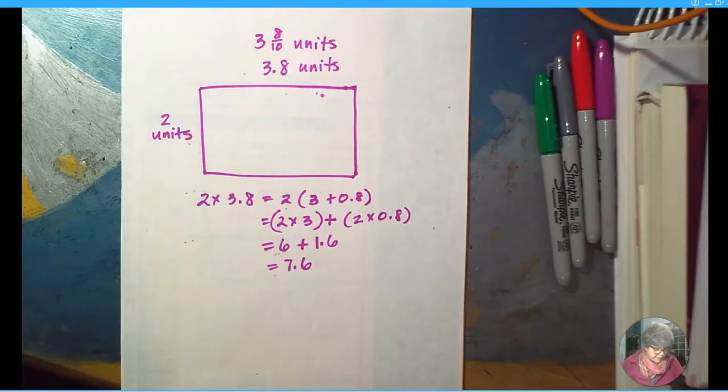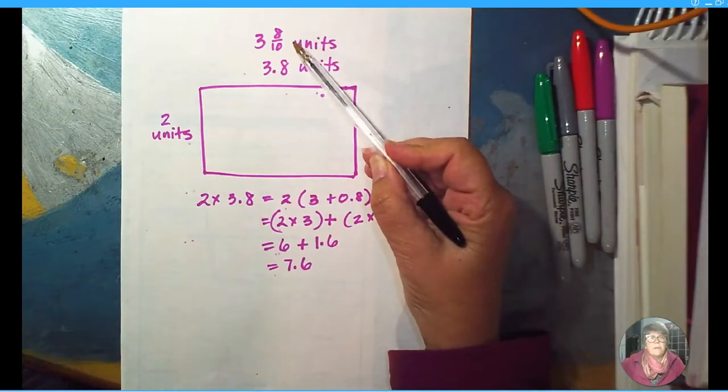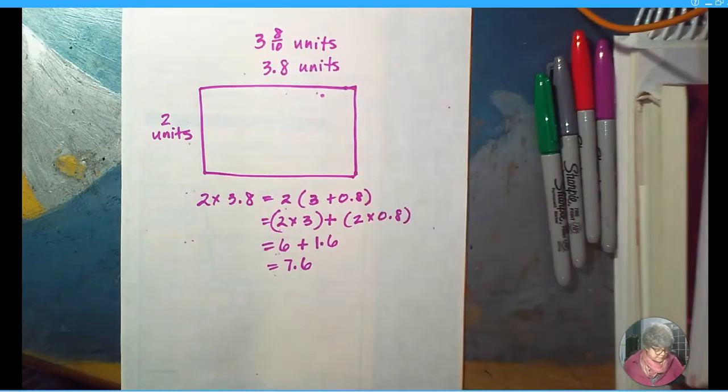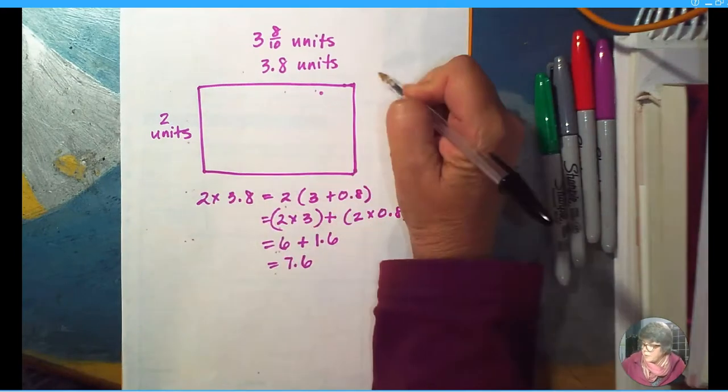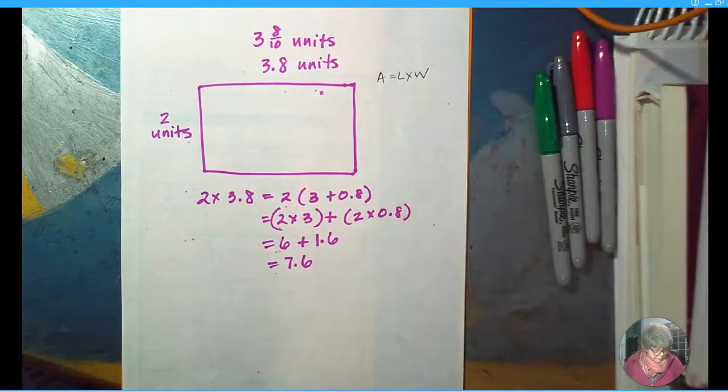Now, we know we can find the area of rectangles with fraction side lengths by multiplying the side lengths. How can we find the area of this rectangle? I wrote it in decimals and fractions, 3 and 8/10 and 3 and 8/10. So we can multiply length times width because we know that area is equal to length times width, right? Okay, so we could multiply 2 times 3 and 8/10.